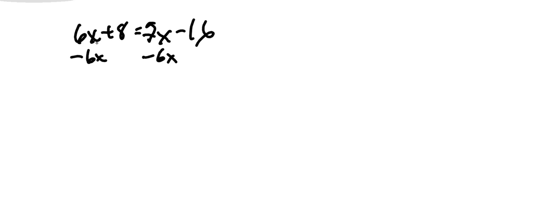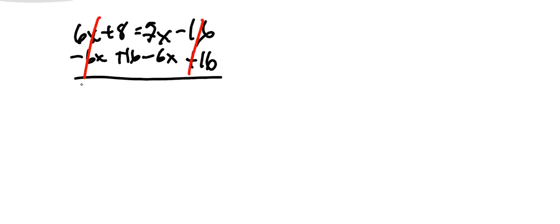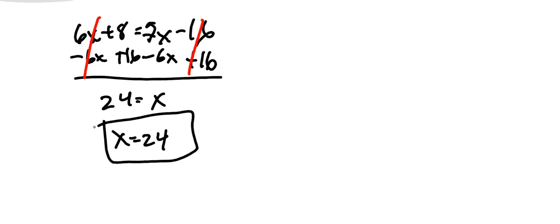So let's get these numbers out of the way on this side. In this case, let's add 16 to make that 0. Add 16. All right. And now we're going to look at our cancellations. So this cancels and this cancels. So now we have 8 plus 16, which is 24. That's going to equal 7 minus 6x is just x. So that means x equals 24 in this one.